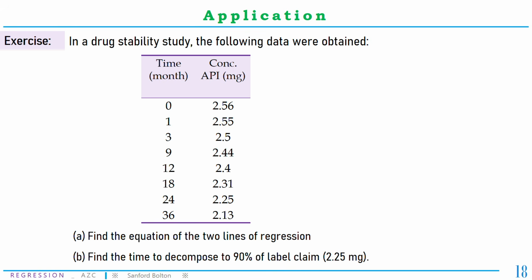Exercise. In a drug stability study, the following data were obtained. The concentration of drug was measured, with time interval as given in table. Find the equation of the two lines of regression. Find the time to decompose to 90% of label claim.